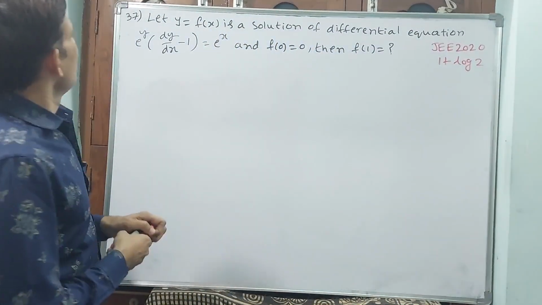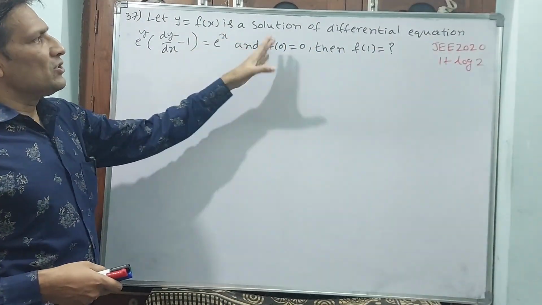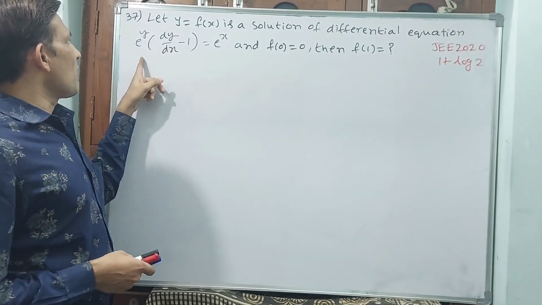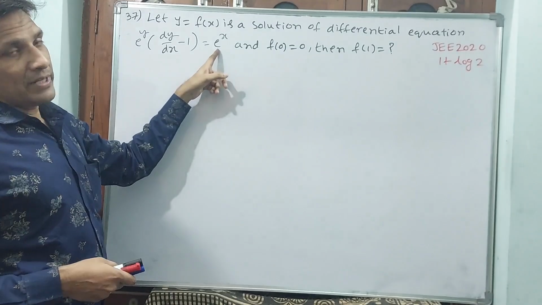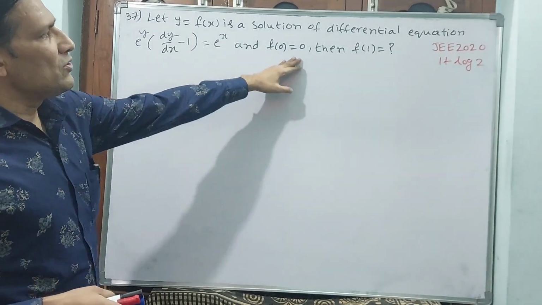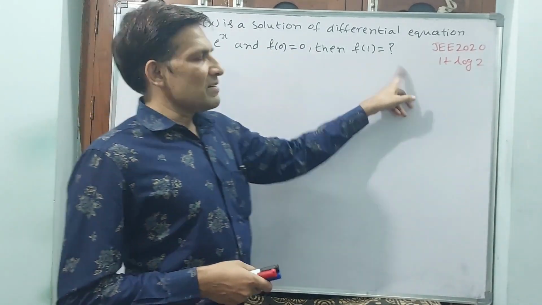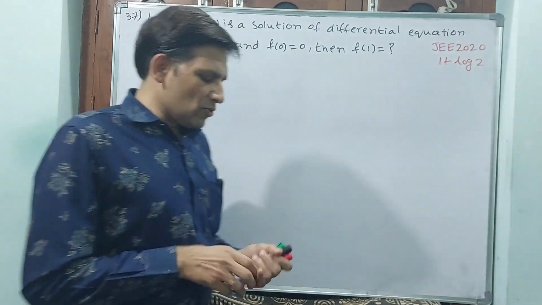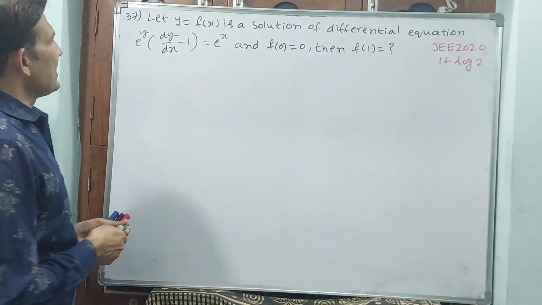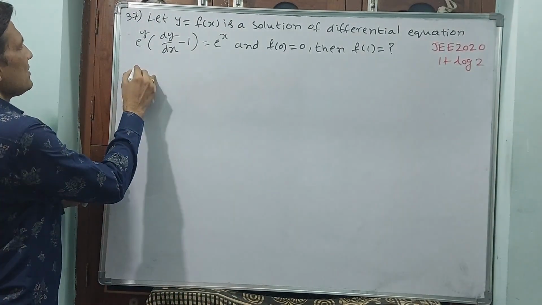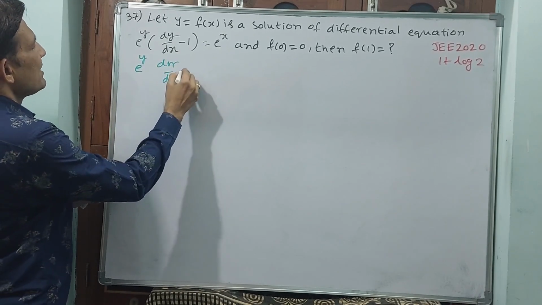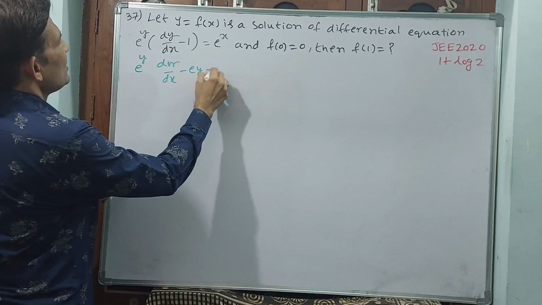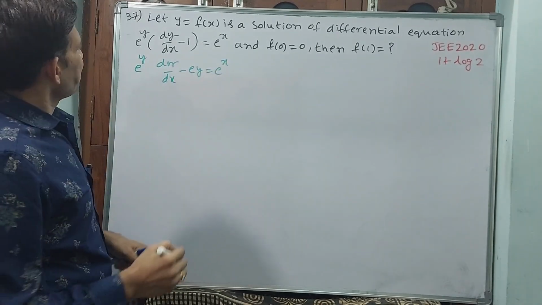2020. Let y is equal to f of x is the solution of the differential equation e power y into (dy by dx minus 1) is equal to e power x, and f of 0 is equal to 0. Then what is the value of f of 1? 1 plus log 2 has to come. Okay, that is the answer. Let me write this equation once again: e power y into dy by dx minus e power y is equal to e power x.